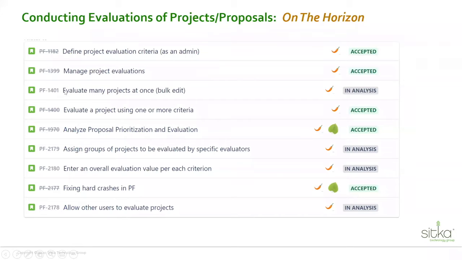So here's one of them: the ability to evaluate many projects at once. So a bulk edit functionality. Rather than, if I add 20 projects to my evaluation, I have to go through by hand, one by one, and edit them. And maybe you want to edit them in bulk. So that's one enhancement that is potentially on the horizon, depending on appetite.